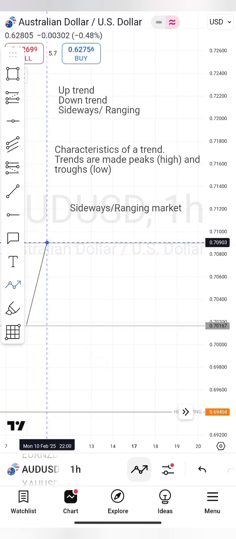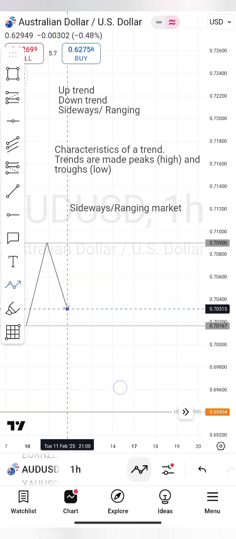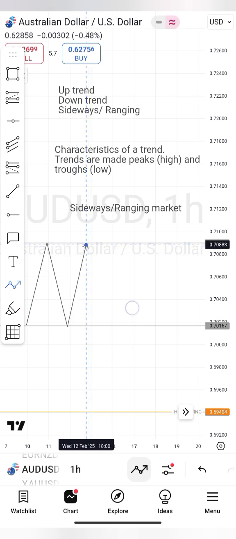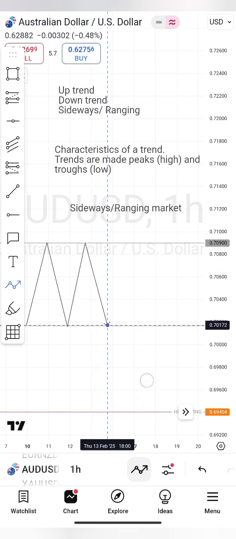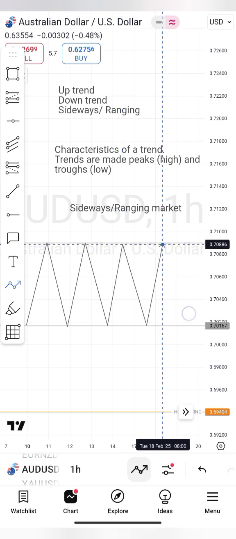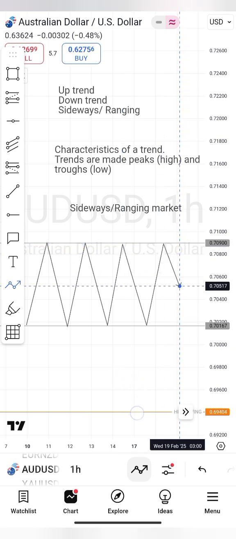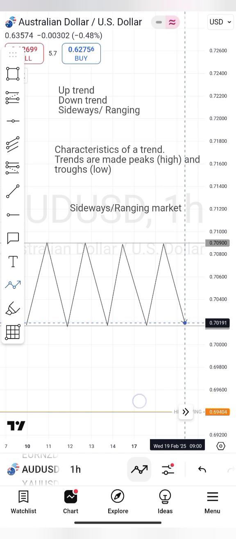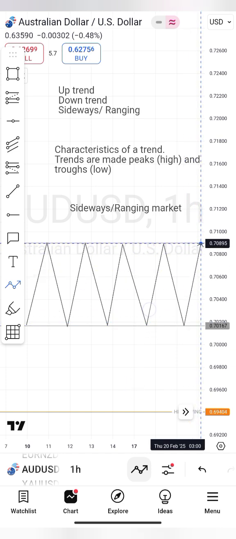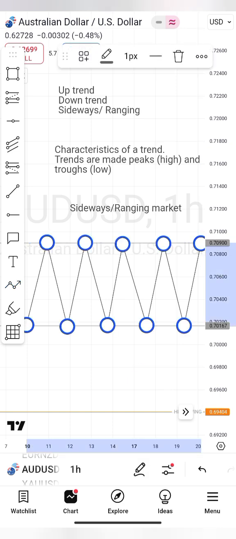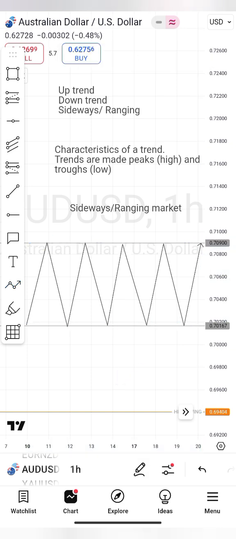Okay, it gets here, it creates a peak, and it creates a low, but then it doesn't create a higher high and it doesn't create a lower low. This happens from time to time. It's moving to the right side. This is what we refer to as a sideways or ranging market, because the lows and the highs are not moving higher or lower. It's just there.